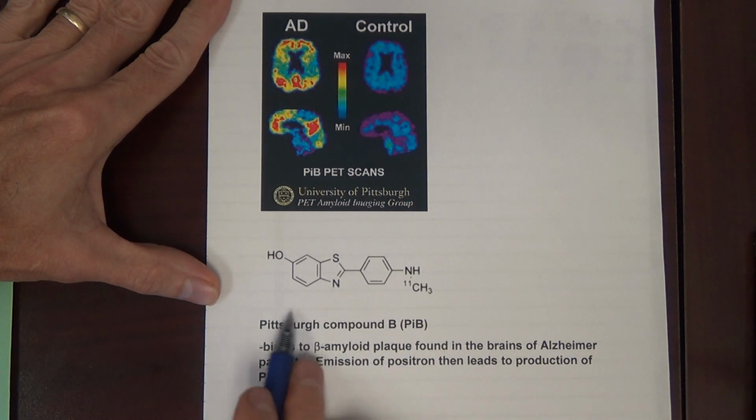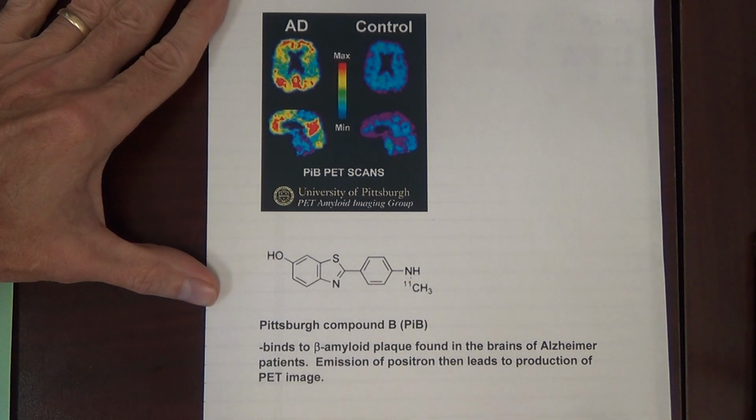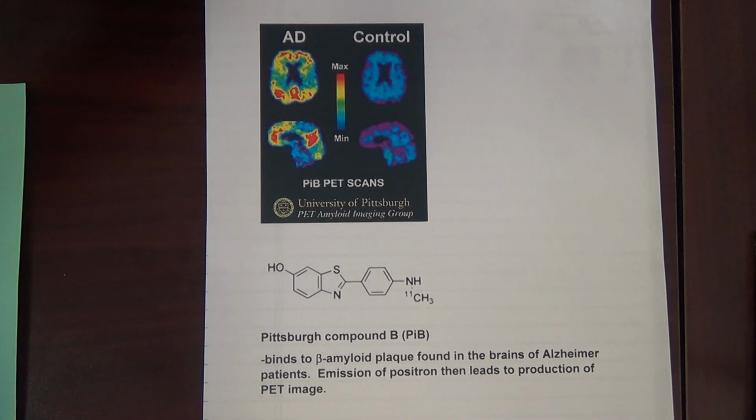It was, I believe, first prepared at the University of Pittsburgh. I think it was the second example. That's where the B comes from. You can look this up on Wikipedia. But it is an example of a compound that contains a carbon-11 isotope, a man-made isotope of carbon.